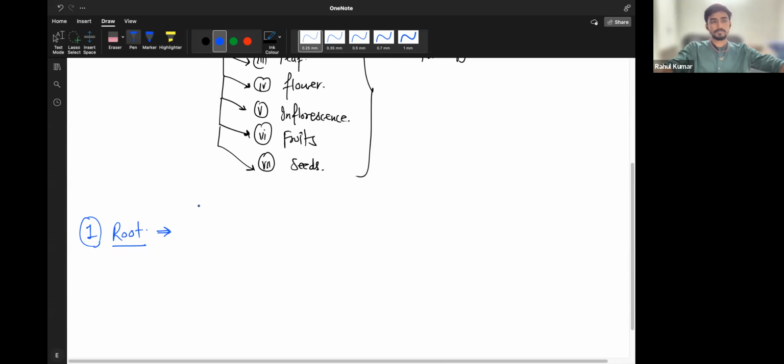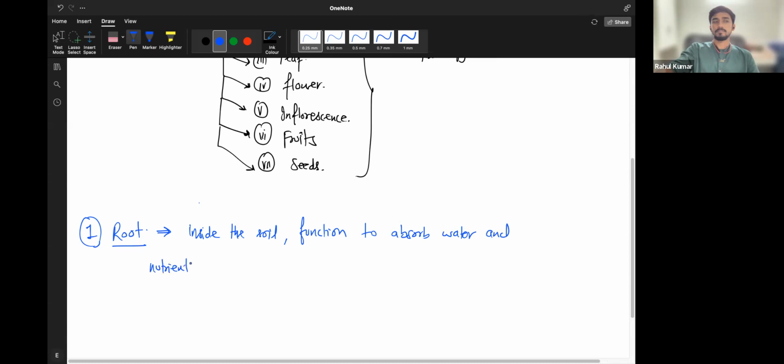Roots are the parts of the plant which are underground, which means inside the soil, and function to absorb water and nutrients for the plant.